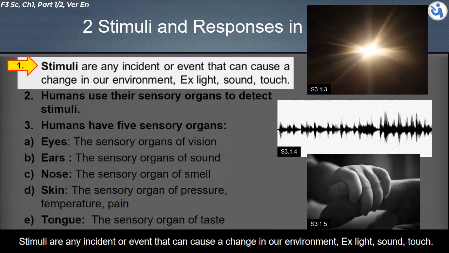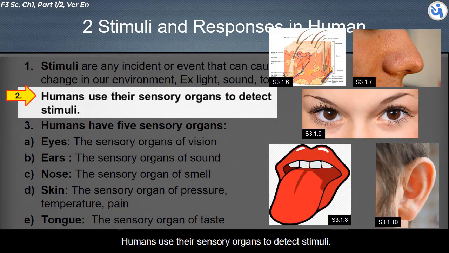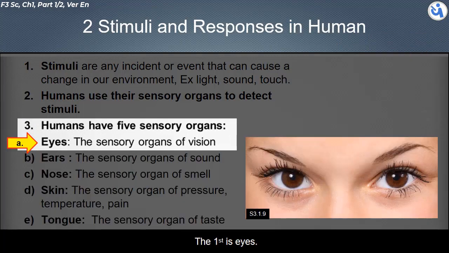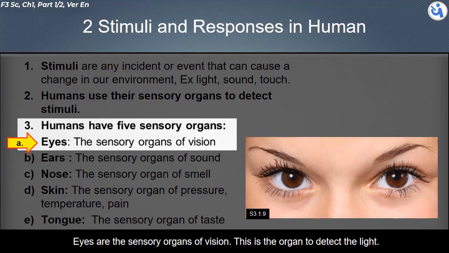Stimuli are any incident or event that can cause a change in our environment, for example, light, sound, and touch. Humans use their sensory organs to detect stimuli. In general, humans have 5 sensory organs. The first is eyes. Eyes are the sensory organs of vision. This is the organ to detect the light.